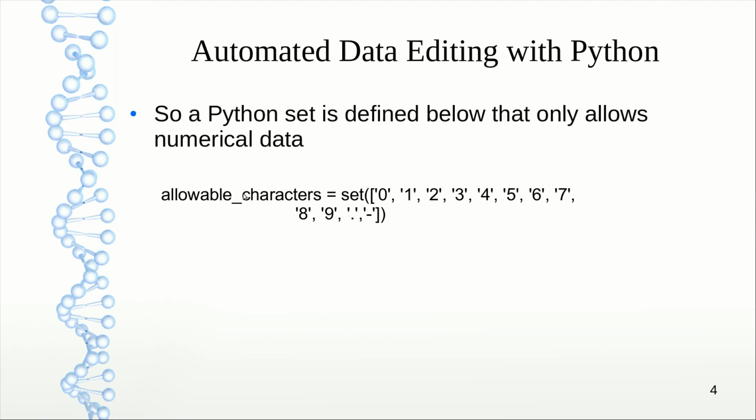So here is how we define a set in Python. We'll just use the set function, and we have all our numbers from 0 to 9, the decimal point and the minus sign. And so basically we only allow characters that are in this set. Anything else will be excluded. And it's as simple as that. We don't need to know what the other symbols are. In that sense, it is precisely like automated data editing.